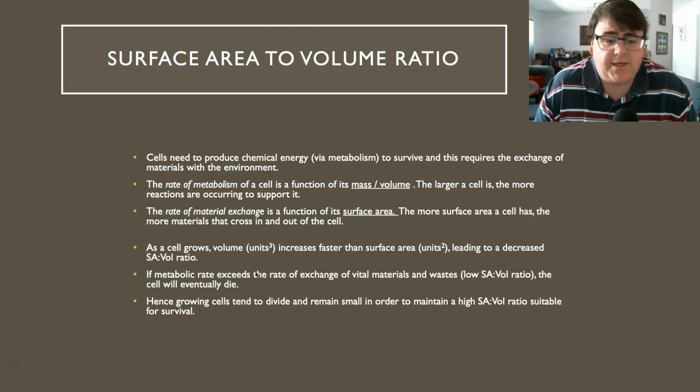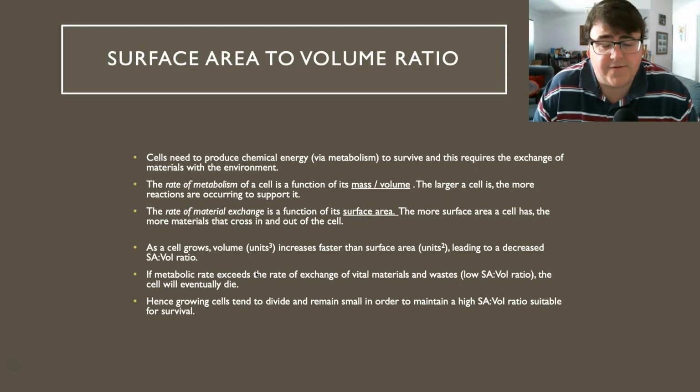So the larger a cell is, the more reactions are going to need to be occurring in order to support that cell's energy processes. Now, consequently, the amount of material exchange is dependent on surface area of the cell. So the more surface area a cell has, the more materials can cross in and out of the cell. As a cell grows, the volume increases much faster than the surface area does, which leads to a decreased surface area to volume ratio.